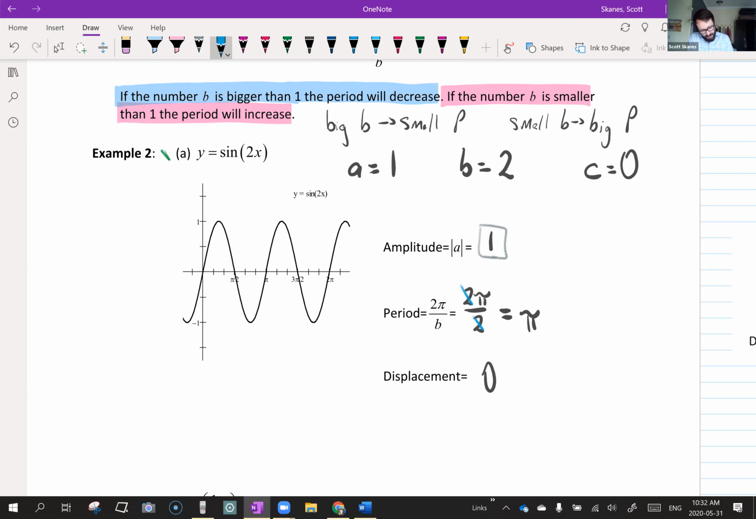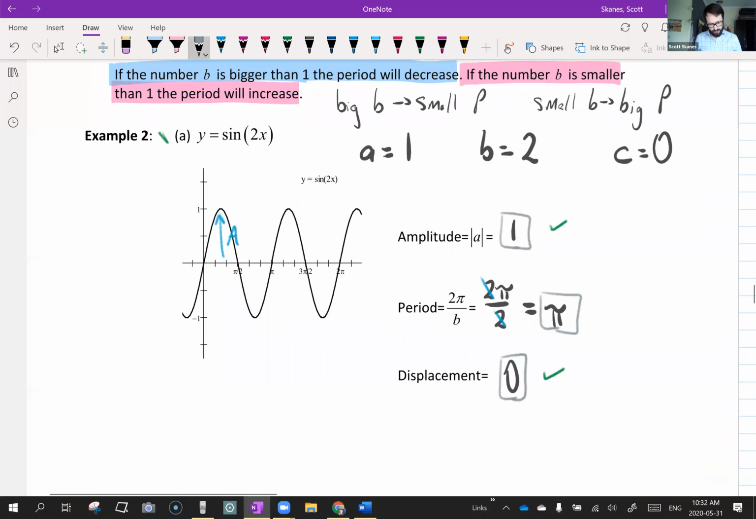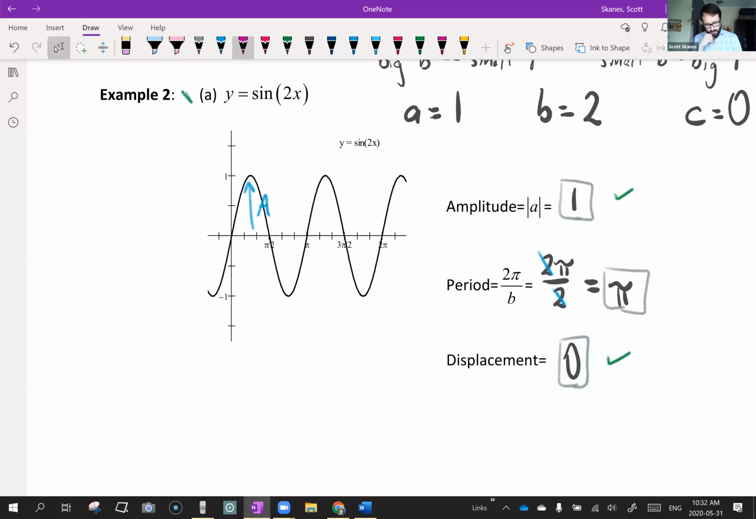Does that match our graph? Yep. The amplitude's 1, so I can check that right away. The displacement, I can see clearly that it hasn't moved, so I'll say that that's correct. The period. Is the period for this graph pi? Well, if we look in on this, is the period pi?